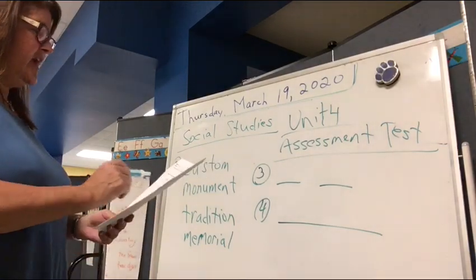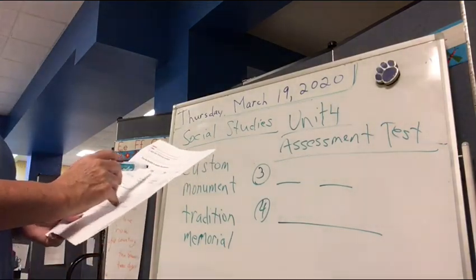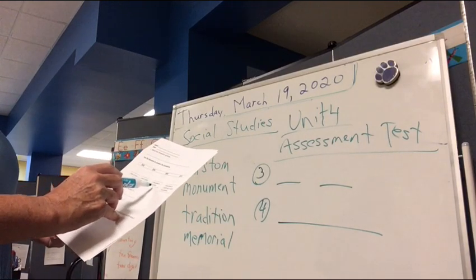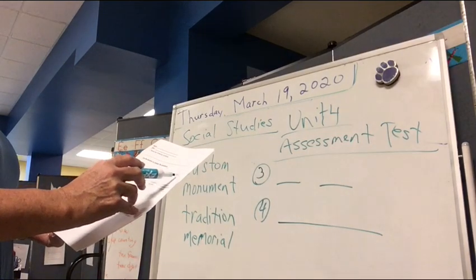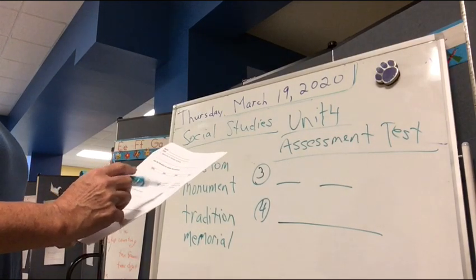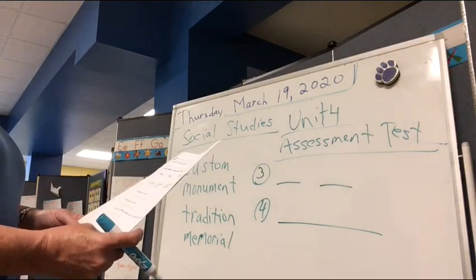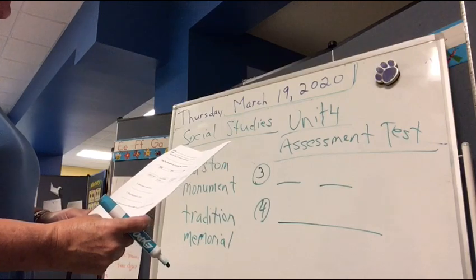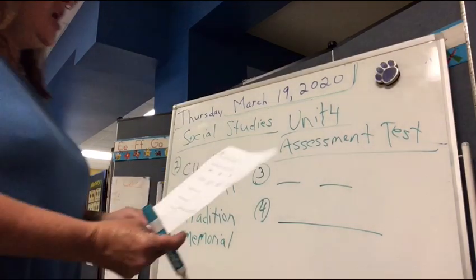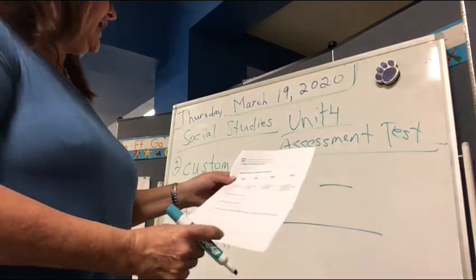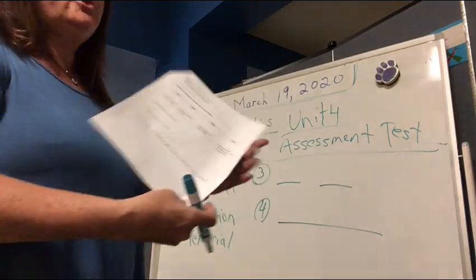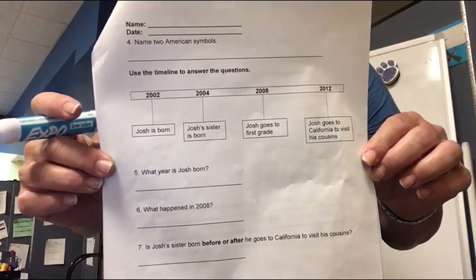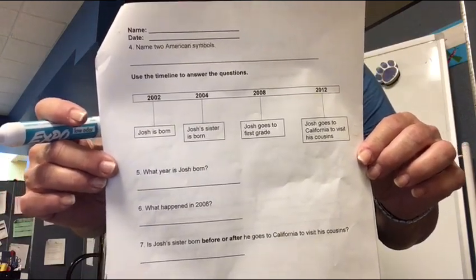So the timeline says, 2002, Josh is born. 2004, Josh's sister is born. 2008, Josh goes to the 1st grade. 2012, Josh goes to California to visit his cousins. So those are all different events in Josh's life. What year is Josh born? Number 5, what year is Josh born? You could see on the timeline, it tells you what year Josh is born.